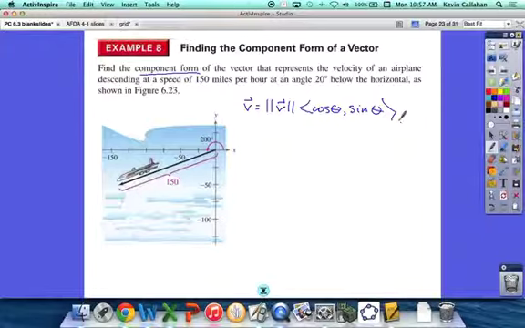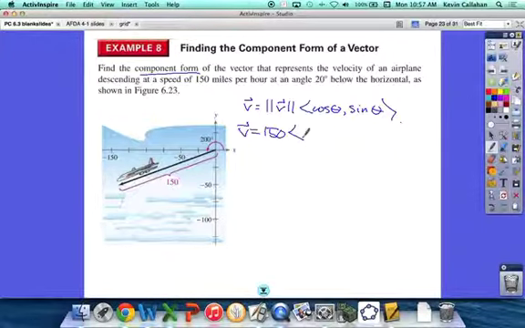Now, the magnitude of the vector is the length of the vector, and you already know that. Right? Remember, our formula for calculating the magnitude of a vector is when you have the components, then you use the distance formula and find the magnitude. But we know that this plane is going at 150. That's the magnitude. There's no work to do there at all. Right? The magnitude is 150.